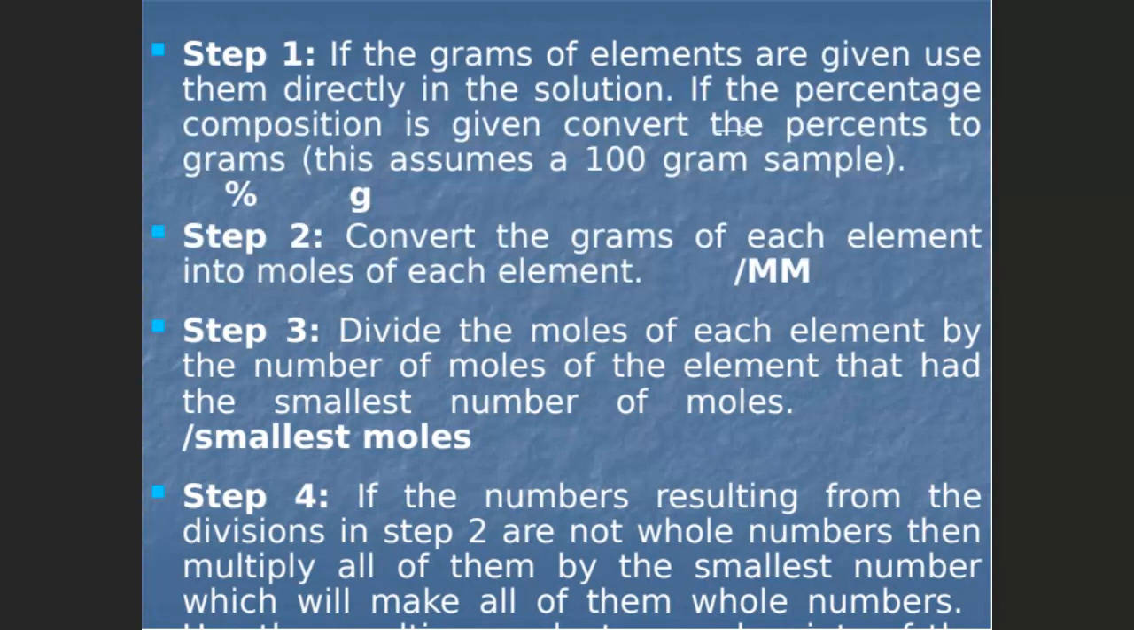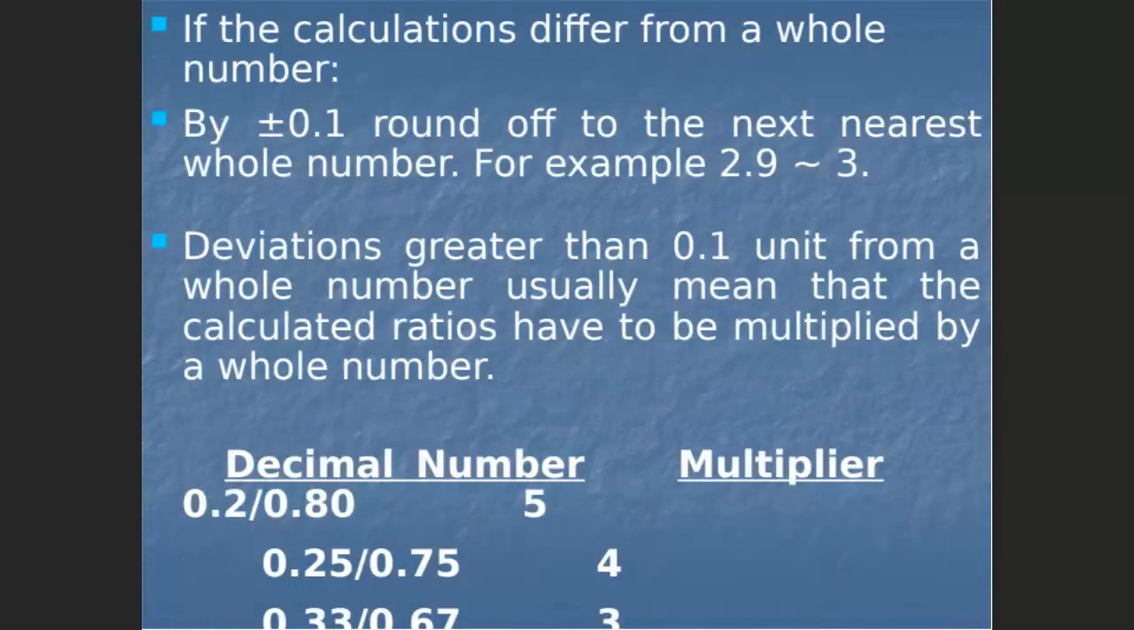If you have the amount in percentage, you just need to convert percent to gram. If you already have gram, you don't need to worry about it. Even if you already have the mole, you also don't need to worry. Then you have to find the smallest mole number, and then you have to divide to find the whole number ratio.